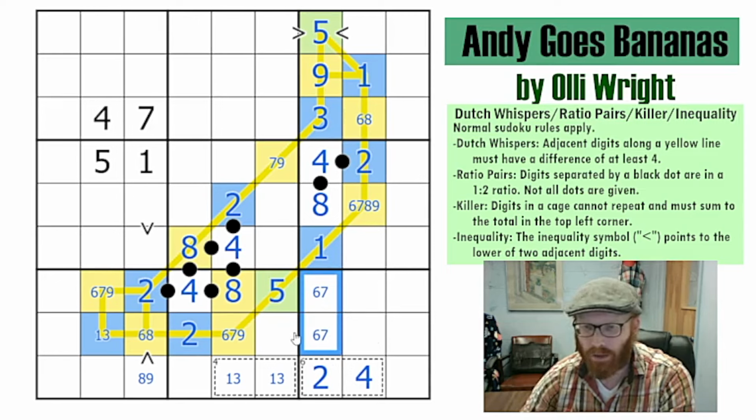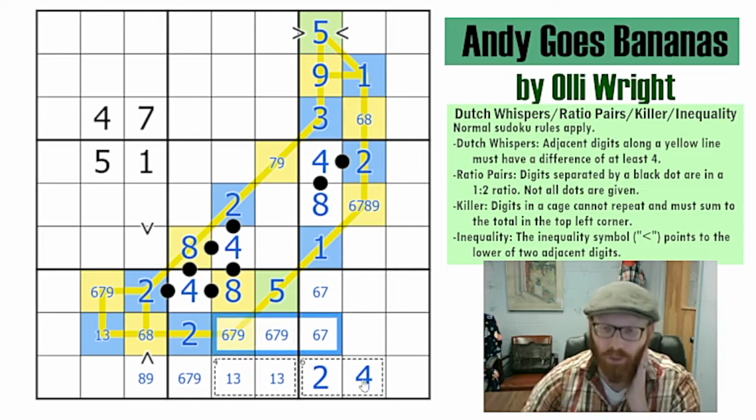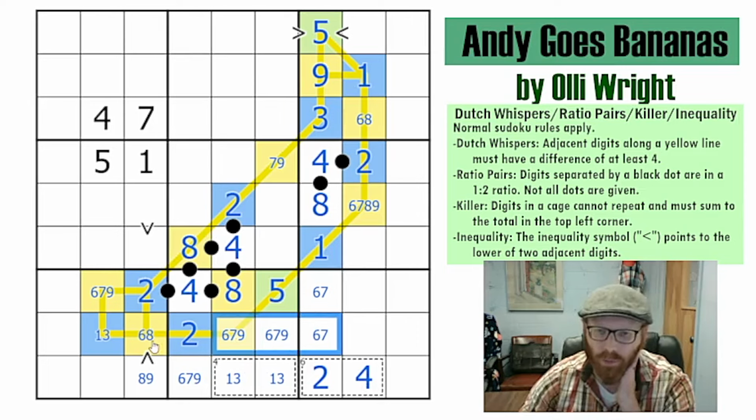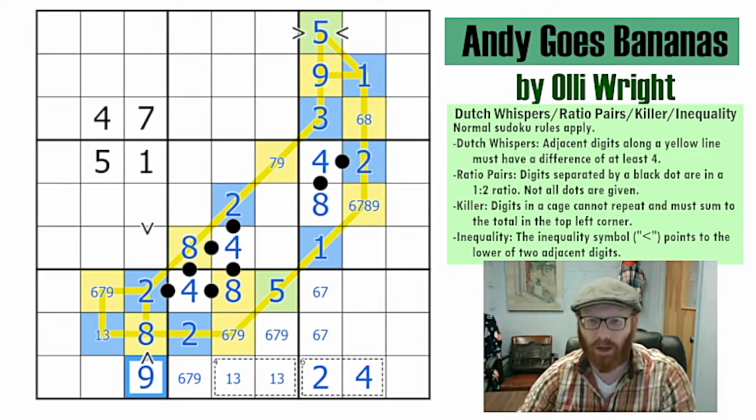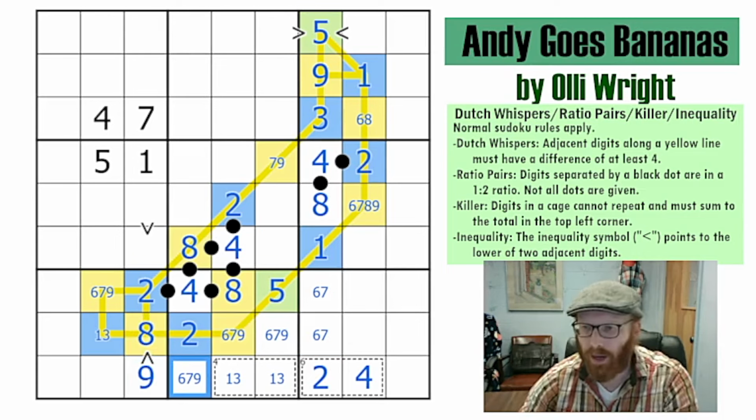What next? These two are 6, 7, and 9. 6, 7, and 9 in here. Okay, and that actually gives me a 6, 7, 9 triple. That's pretty nice. 6, 7, 9 triple that looks at that cell. So these three look at that cell, meaning this is an 8 and that is a 9. Taking 9 out of that cell and that cell.